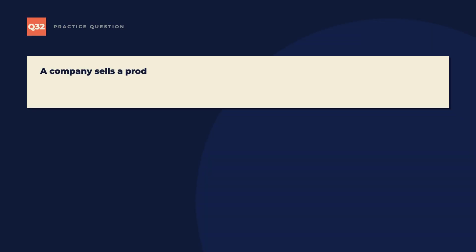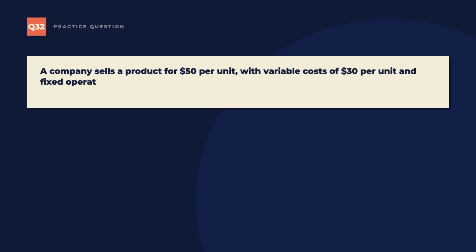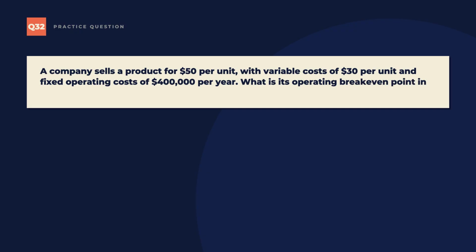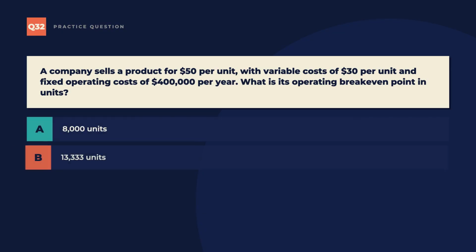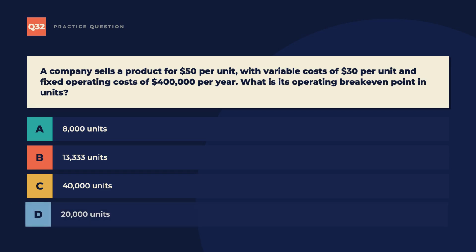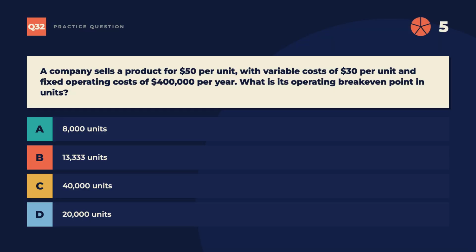Question 32. A company sells a product for $50 per unit, with variable costs of $30 per unit and fixed operating costs of $400,000 per year. What is its operating break-even point in units? Your options are A. 8,000 units, B. 13,333 units, C. 40,000 units, D. 20,000 units. Got a guess? Lock it in.